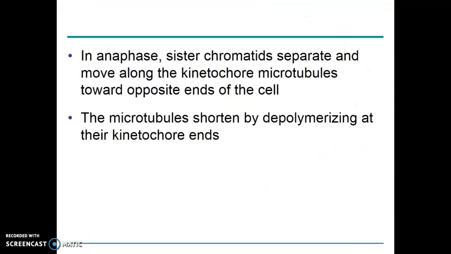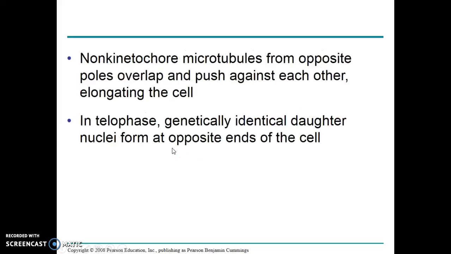In anaphase, sister chromatids separate and move along the kinetochore microtubules toward opposite ends of the cell. The microtubules shorten by depolymerizing at the kinetochore ends. Non-kinetochore microtubules from opposite poles overlap and push against each other, elongating the cell. The reason they overlap is just to elongate the cell. In telophase, the genetically identical daughter nuclei form at opposite ends of the cell.